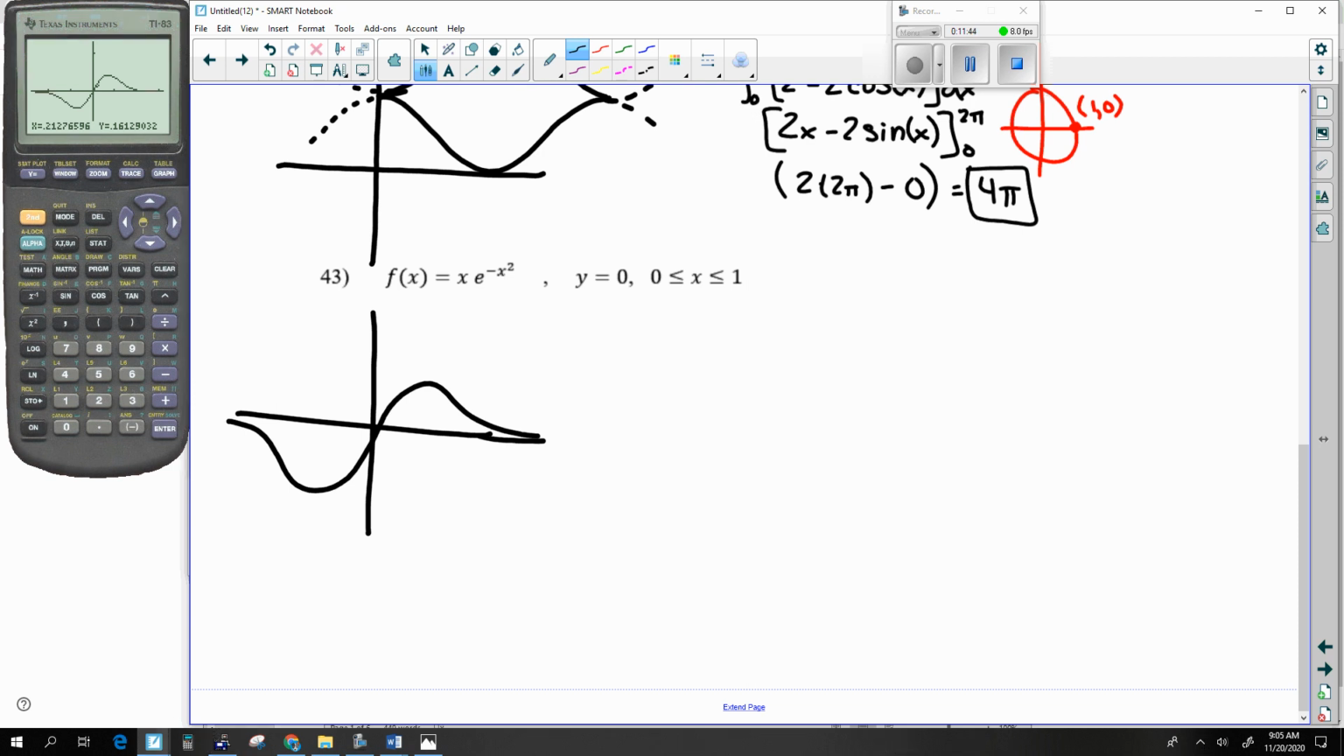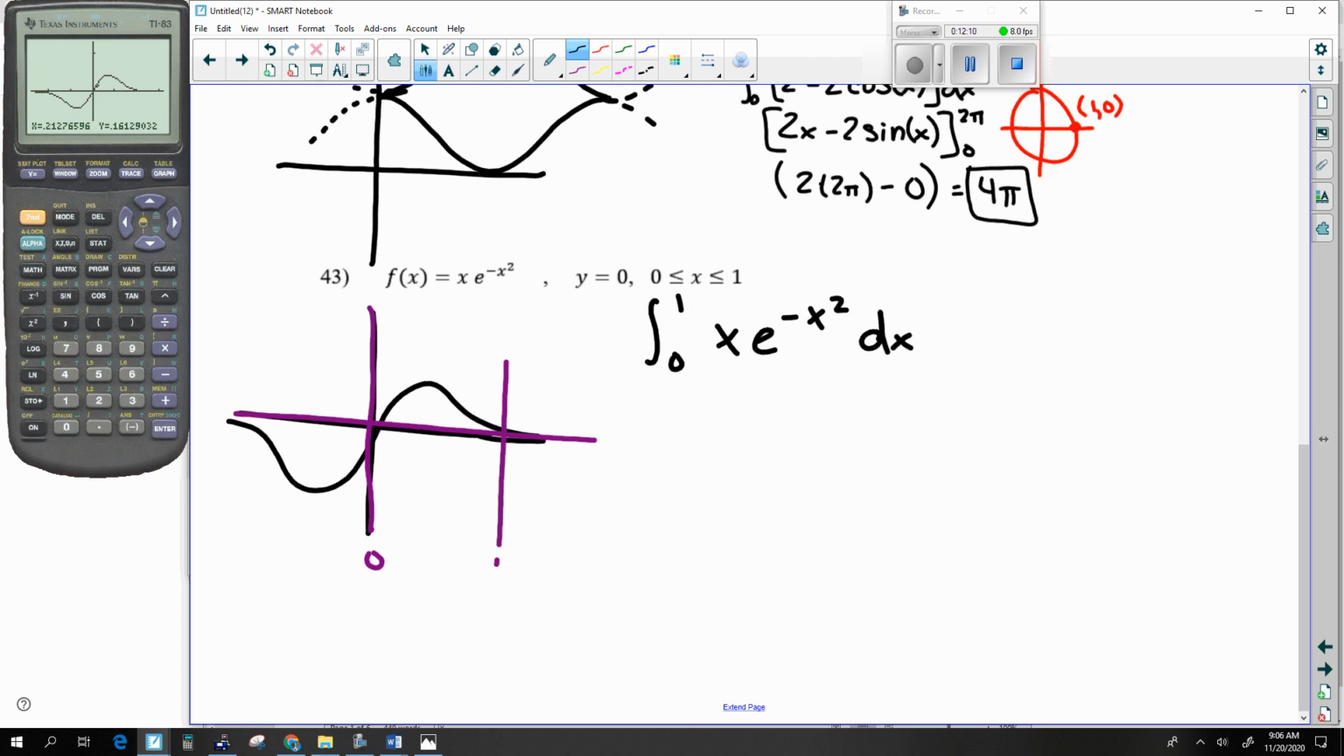Something like that. And we're going from with a y of 0 from 0 to 1. Okay. So it's just going to be straight up the integral of this e thing. Okay, this is going to involve u substitution. 0 to 1 from x e to the negative x squared dx.